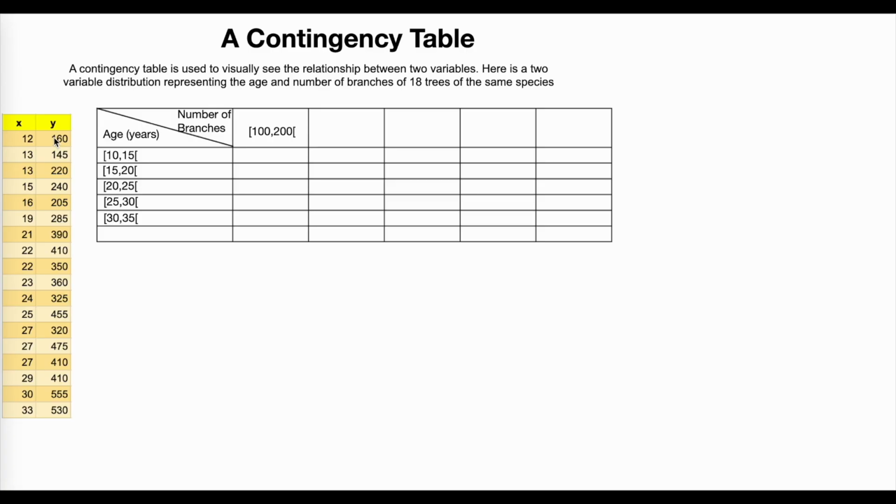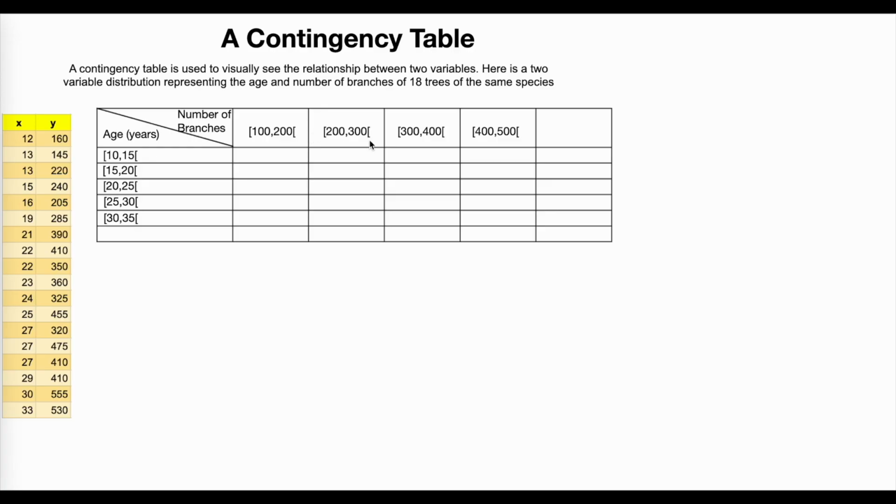The number of branches. What's the smallest number of branches we have? 145. We don't have anything less than 100. I'm going to start at 100 and I'm going to go up by 100. I'm going up by ones. Think of it that way, 1 times a power of 10. We want to go up by either ones, twos, or fives, which is 10s, 20s, 50s, or 100s, 200s, 500s. I'm going up by 100, and we're looking at between 100 and 200.